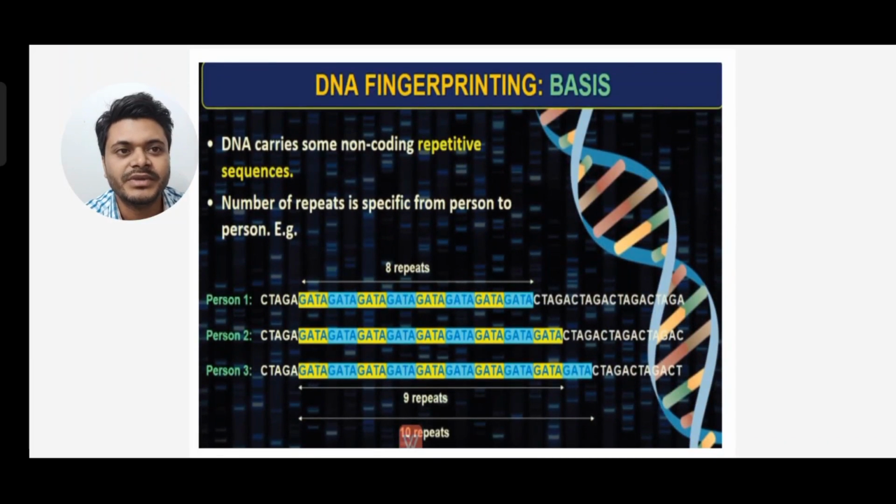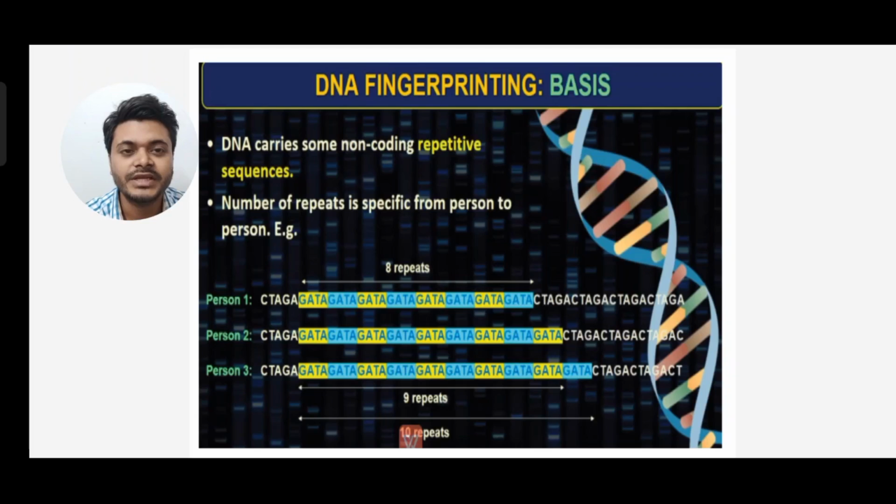Next we'll see the basics of DNA fingerprinting. First, DNA carries some non-coding repetitive sequences. The number of repeats is specific from person to person. Person 1, you can see, has 8 repeats in this gene. Person 2 is also there, and person 3 is also there. First one has 8 repeats, second one has 9 repeats, and third one has 10 repeats.